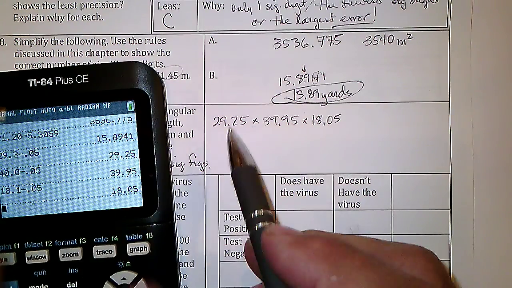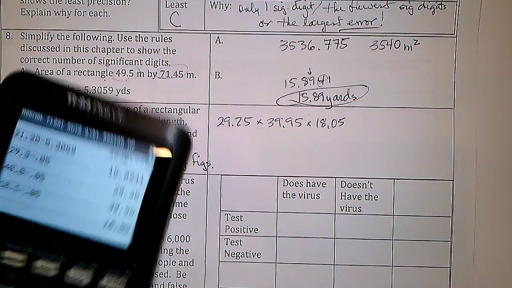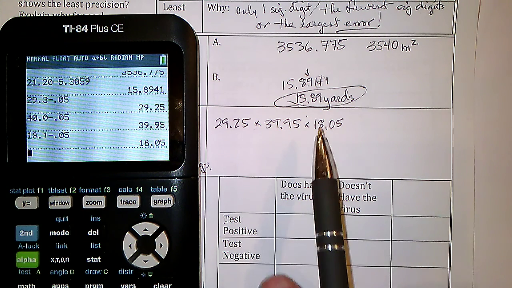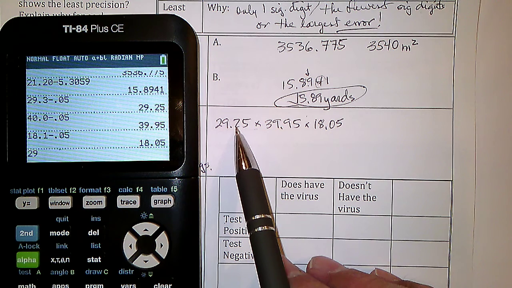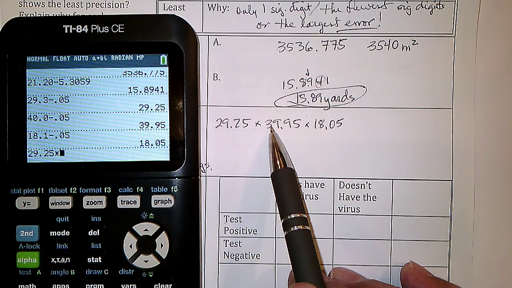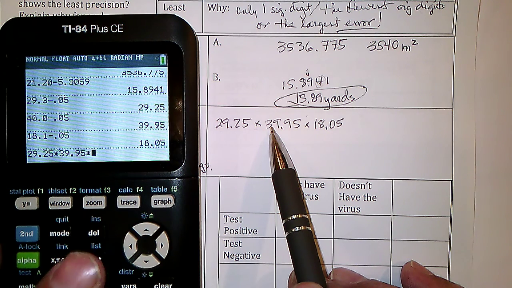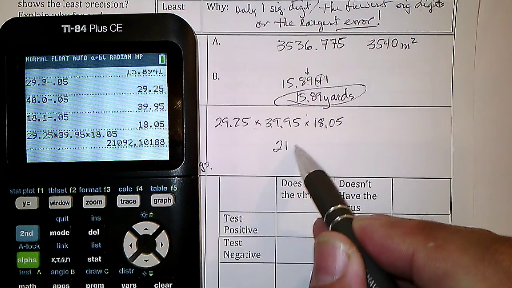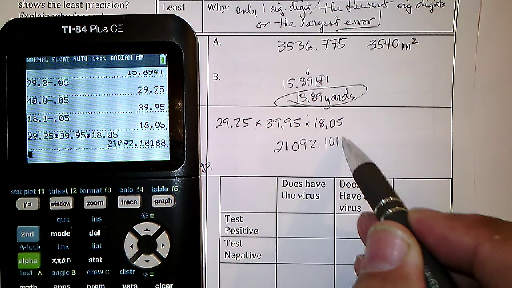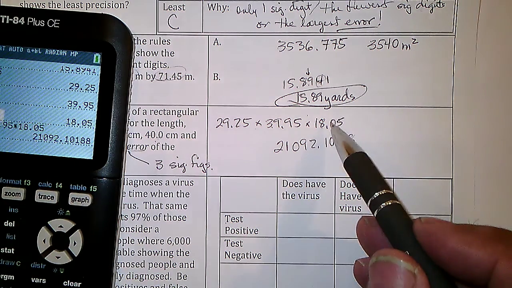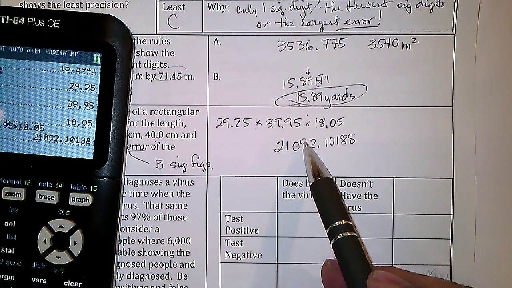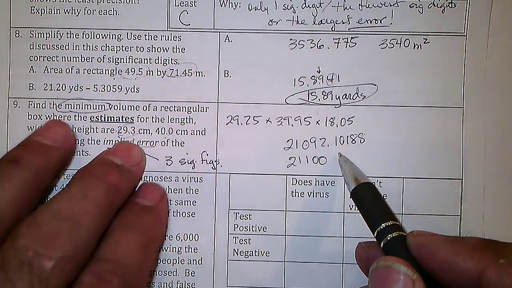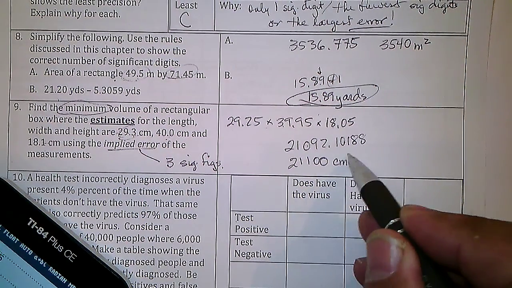And remember, we got to go to 3 significant digits because that's what each of those had for the least. And so that's the least number of significant digits. So even though I'm using 4, we go with our original numbers. 29.25 times 39.95 times 18.05, and we get 21092.10188, but we don't report all that. We only do 3 significant digits. 1, 2, 3, that's bigger than 5, so we round up. 21100, and that would be centimeters times centimeters times centimeters, centimeters cubed.